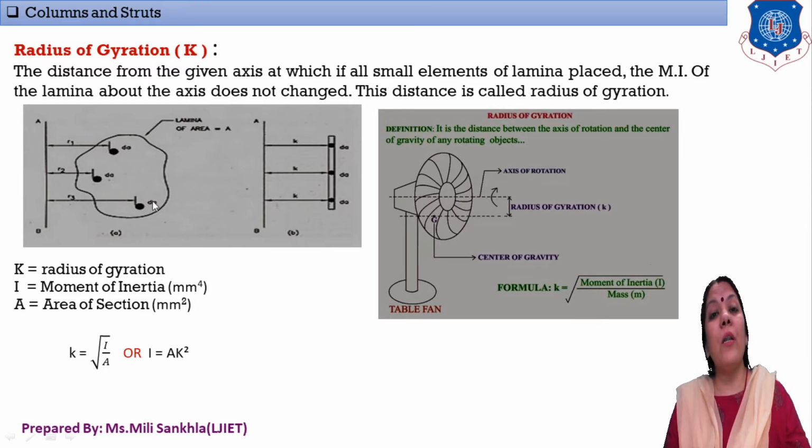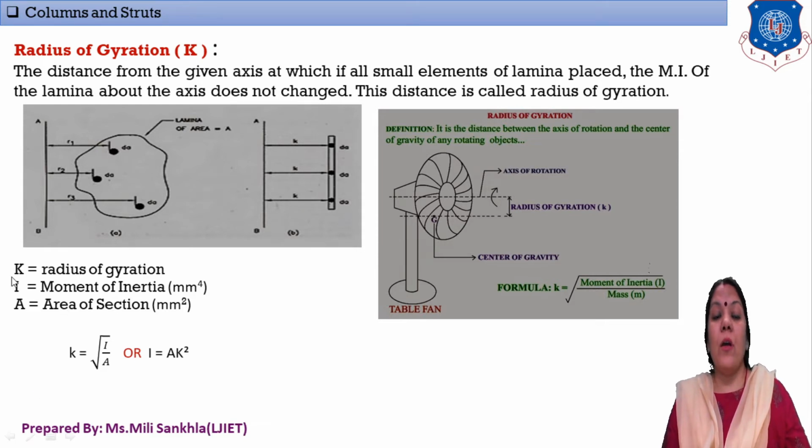dA is the small element of lamina. Our total lamina is A. Now what is radius of gyration with respect to this section? The moment of inertia of lamina about the axis does not change, that means the moment of inertia of this lamina about this given axis stays the same, and this constant distance is known as radius of gyration. In the second figure we can see small elements of lamina are placed, but the distance from the given axis is constant, and this constant distance where the moment of inertia of the given section does not change is known as radius of gyration.